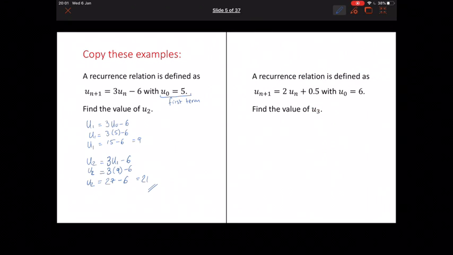Now I'm going to ask you to pause the video and attempt the question on the right hand side. Right, hopefully you've had time to attempt the question on the right hand side, so we'll run through it.